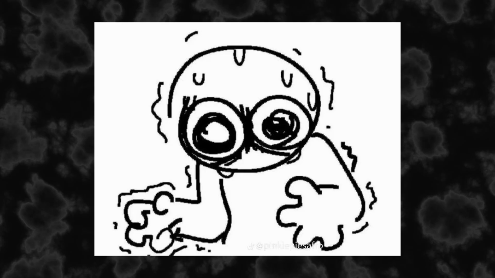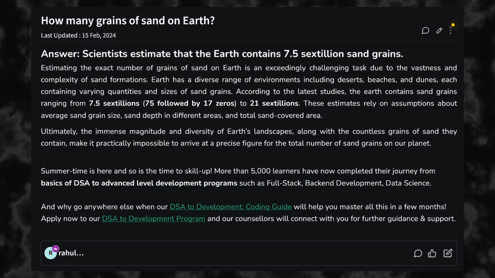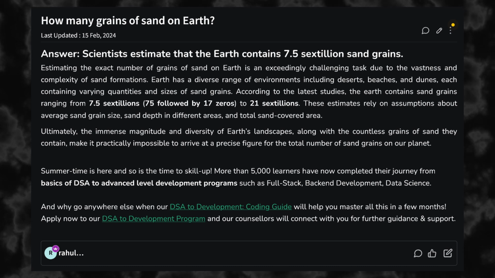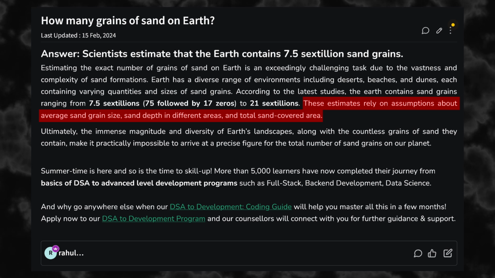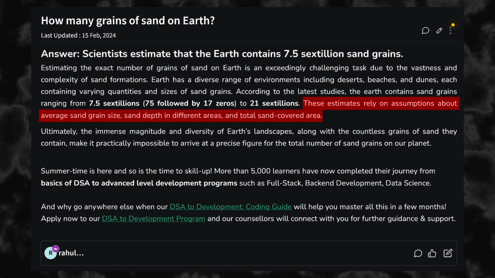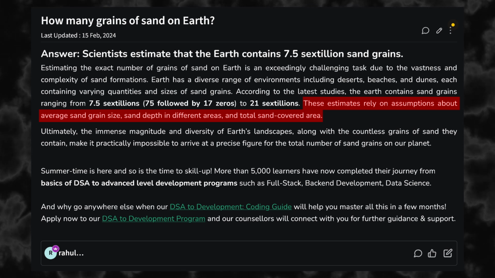Classic. You know, I'm always a little annoyed by pop science articles that reference a study and then don't properly credit it. Those researchers have probably invested quite some time into their work just for someone to take their results without any acknowledgement. Further, the article states, these estimates rely on assumptions about average sand grain size, sand depth in different areas, and total sand covered area.